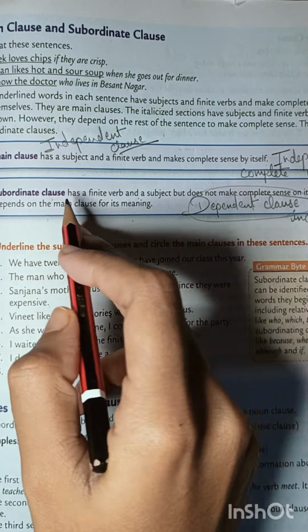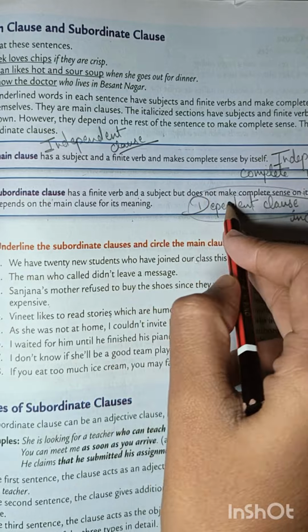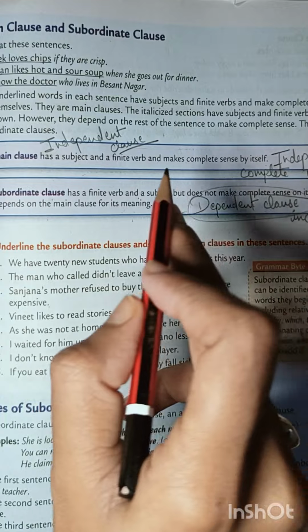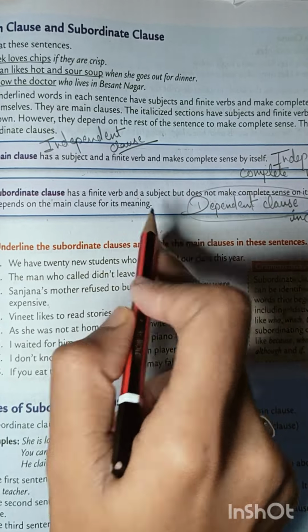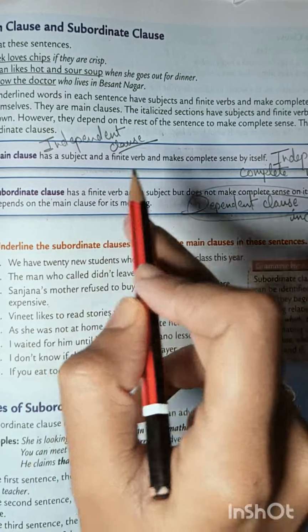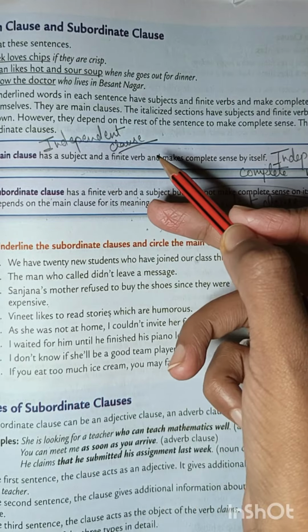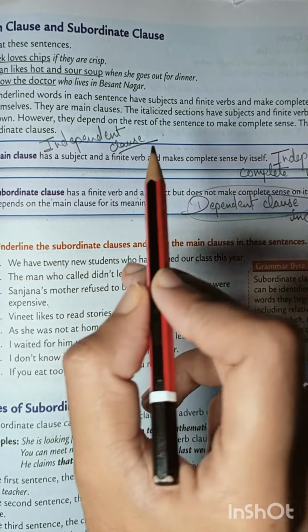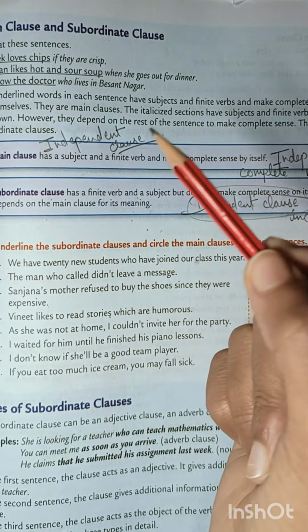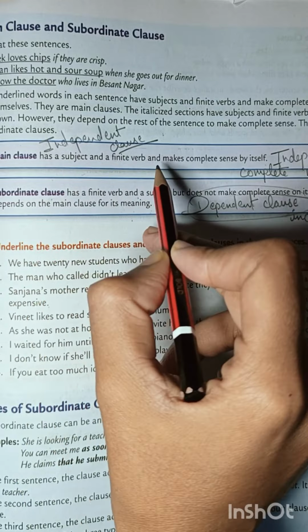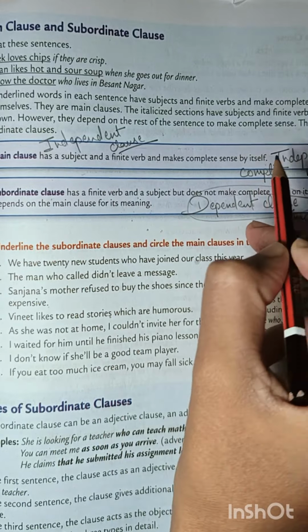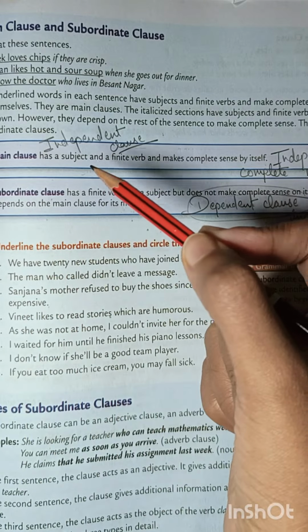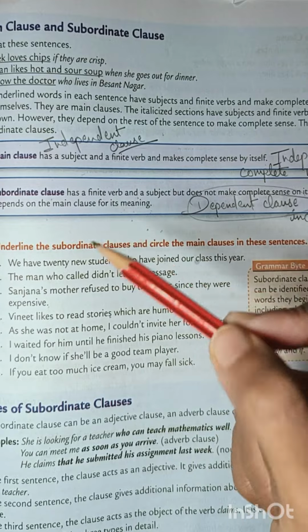That's why it has a finite verb and subject, but does not make complete sense on its own. It depends on the main clause for its meaning. For completing its meaning, for completing its sentence, the subordinate clause is totally dependent on whom? On the independent clause. And independent means in which we don't need anyone. We can do the things by itself. We can do the work on our own. So the main clause has a subject and a finite verb and makes complete sense by itself. That's why it is called the independent clause, and the subordinate clause needs help from the independent clause. That's why it is called a dependent clause.